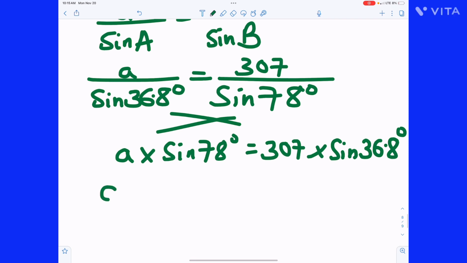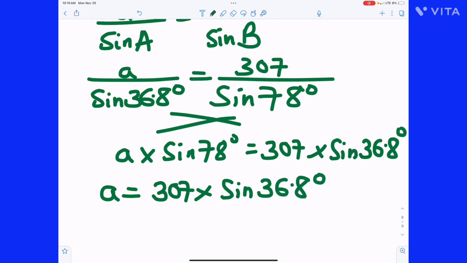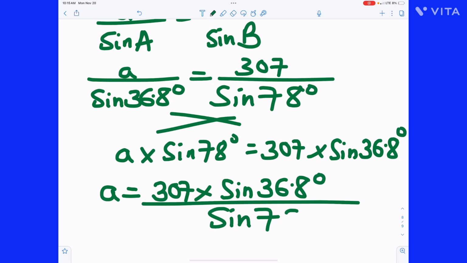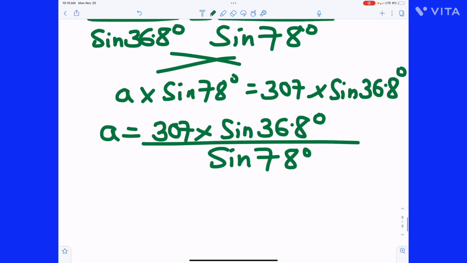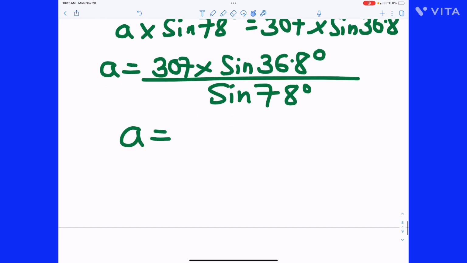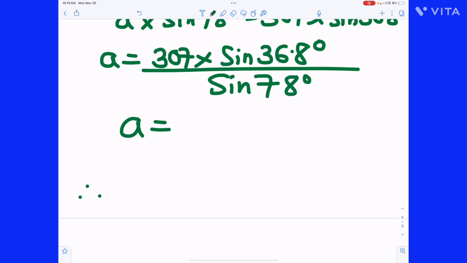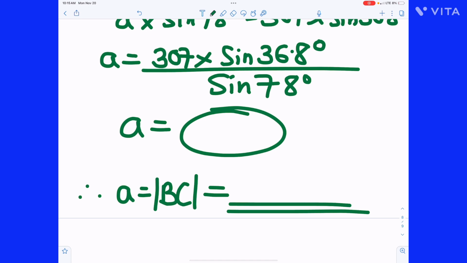So what does that give us? A is 307 times sine 36.8 degrees divided by sine 78 degrees. That will give you your answer for A. And that side represented by A is the same thing as side BC, which is whatever you get here; just copy it here in meters. That's all. Use your calculator to finish that yourself.